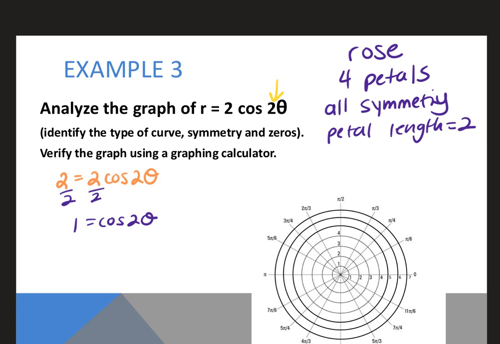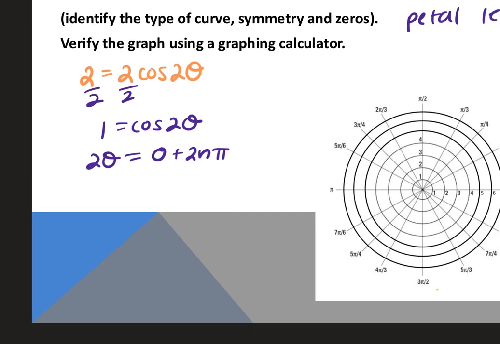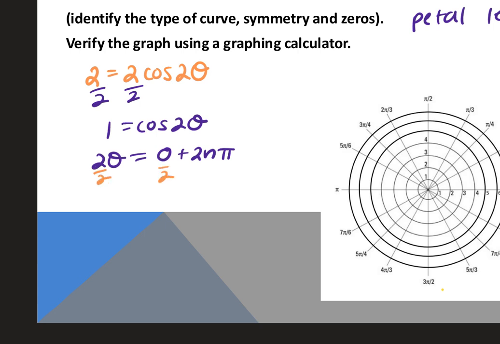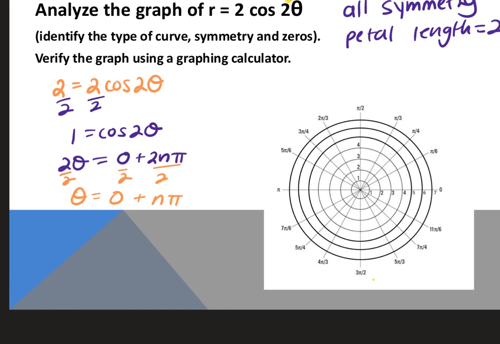All right, so where is cosine 1? 0 plus 2n pi. Then I'm going to divide both sides by 2. And I get theta equals 0 plus n pi. So my first petal is at 0. At 0, I'm going to go to 2. And I'm going to draw a petal.